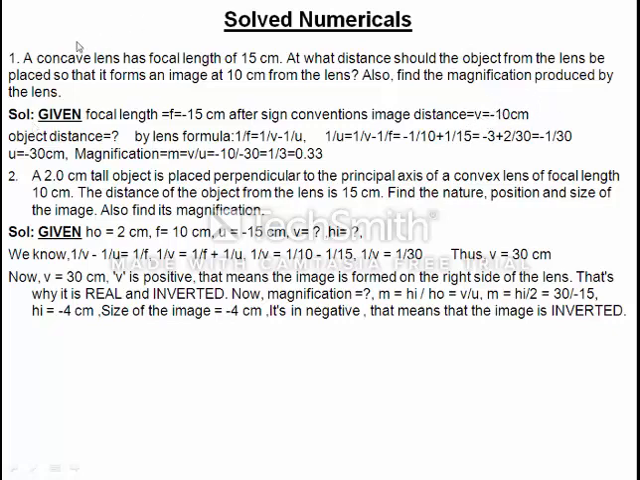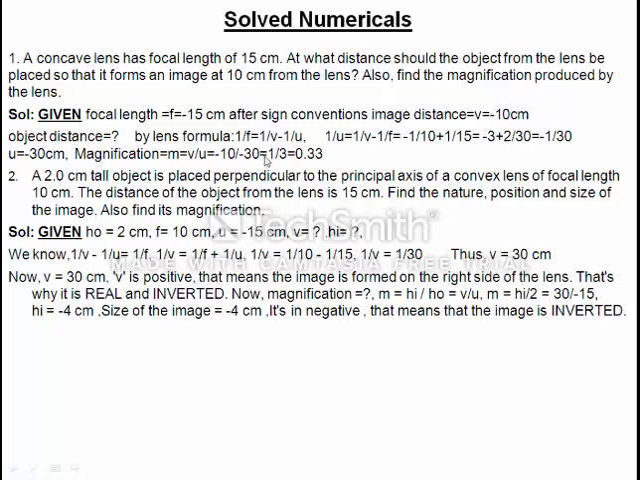So first read the question properly. Here it is given a concave lens, and a concave lens is a diverging lens. So if a concave lens is there, obviously the image will be virtual and erect in all cases. And anything which is on the left of the optical center is considered negative. So what is V? V is equal to minus 10 centimeter.